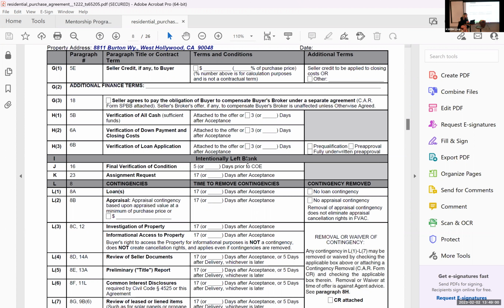Final verification of condition, also referred to as final walkthrough. This is an appointment that takes place for the buyer to visually inspect the property within 5 days prior to the close of escrow, unless you change the date range here. The purpose of this final walkthrough is, A, to make sure that the property is in the same condition as it was at the time the buyer made the offer. Like, you know, nobody's put holes in the wall, ran a car through the garage, maybe no significant damage has taken place when the seller moved their items out.